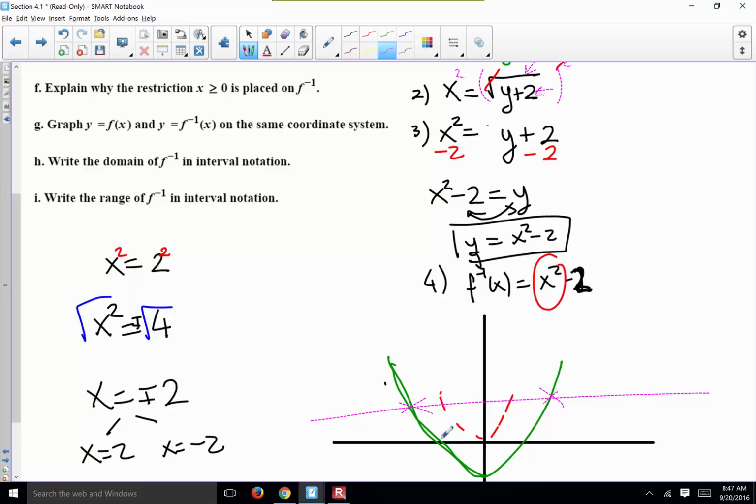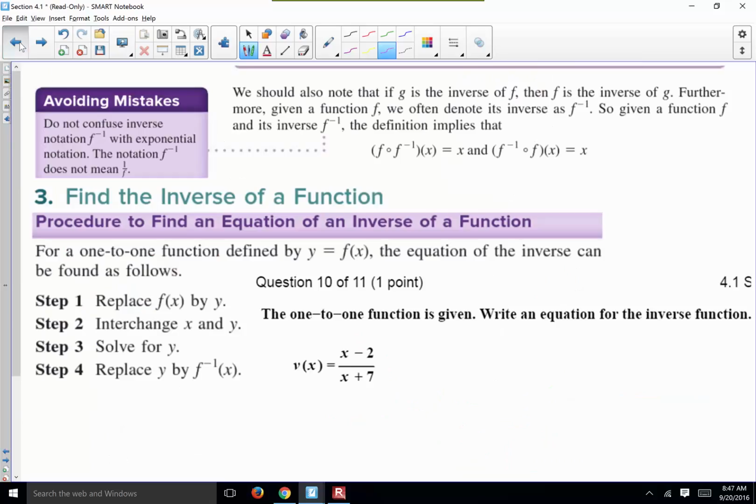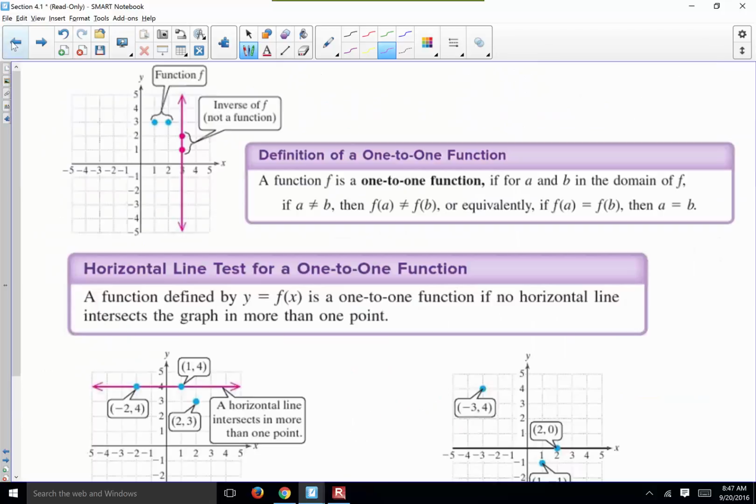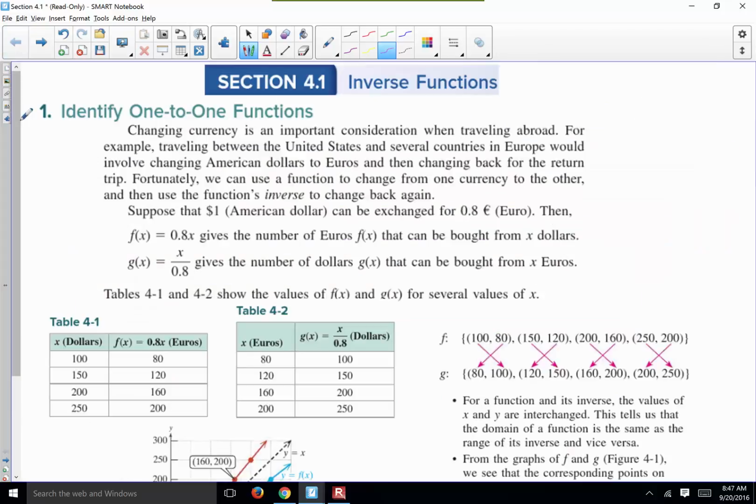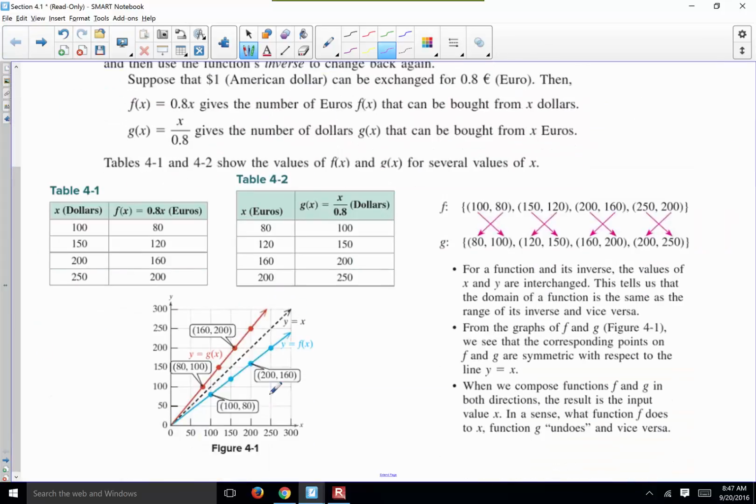Which part am I going to take? Because of the squaring, I created two branches. I need to take only one branch off of this thing. Which part do you think I'm going to take? Here is the answer to this question. This is a very good question. It checks everything we know. Remember this one?